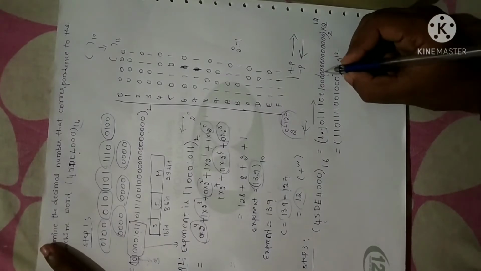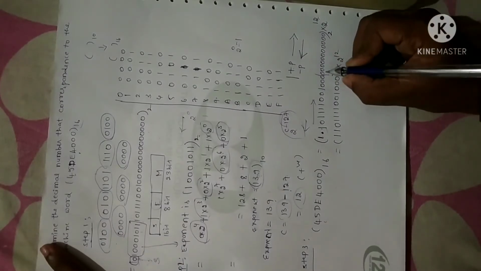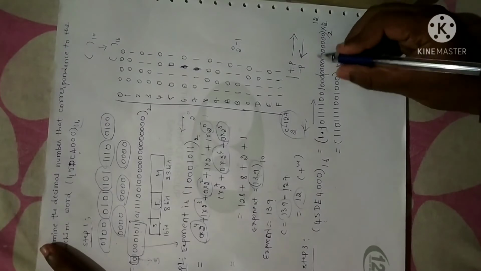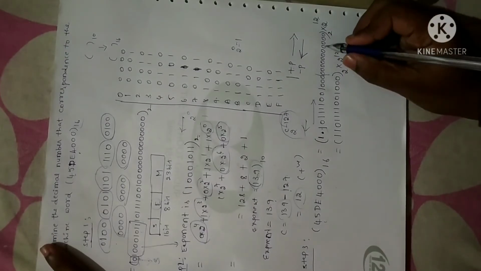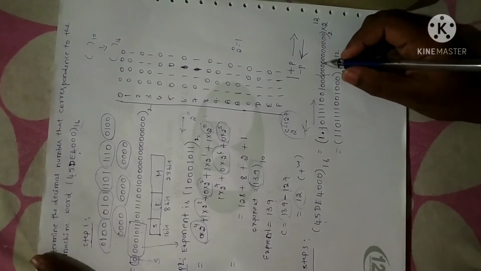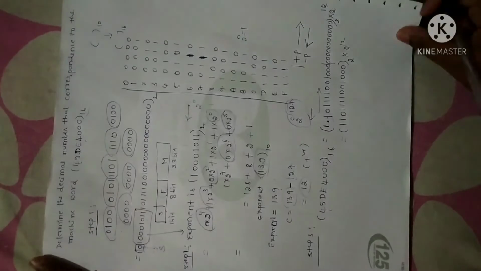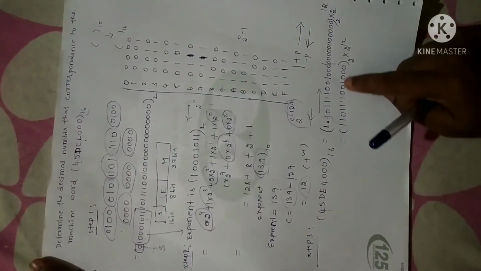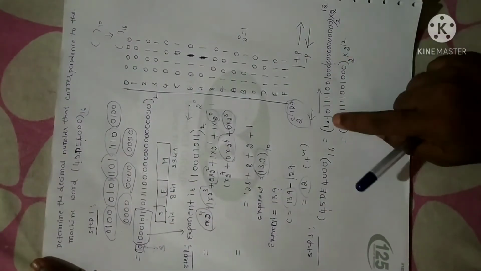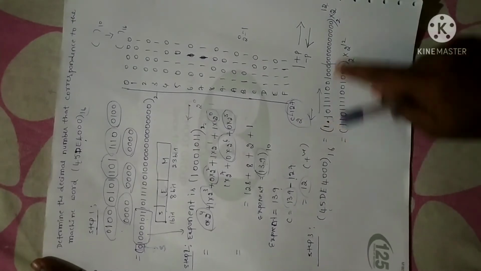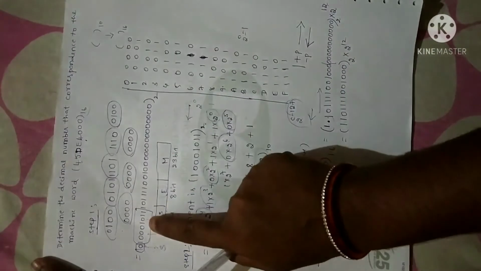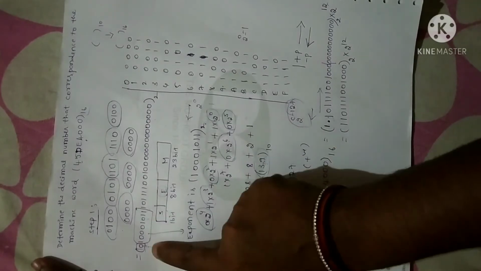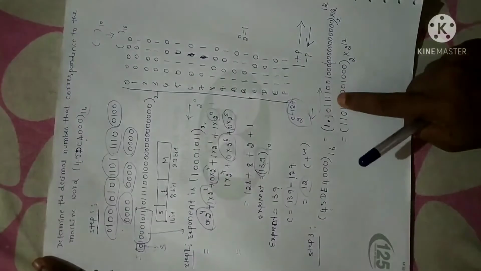Remember, after shifting the point, no ones will be left out. Only the 0 part will be truncated. If ones remain, then there will be a mistake in your solution. Fine. I am repeating once again. What I have done is, I have obtained the C value. After that, the given problem was expressed in terms of a binary number by writing the first bit as 1 followed by the mantissa. Remember, we should not write the exponent and sign bit. We have to write only the mantissa part. I have written it here.